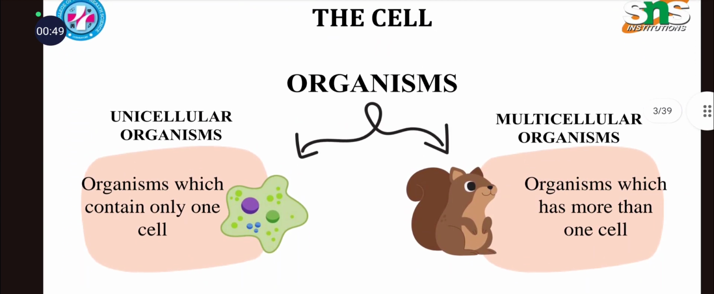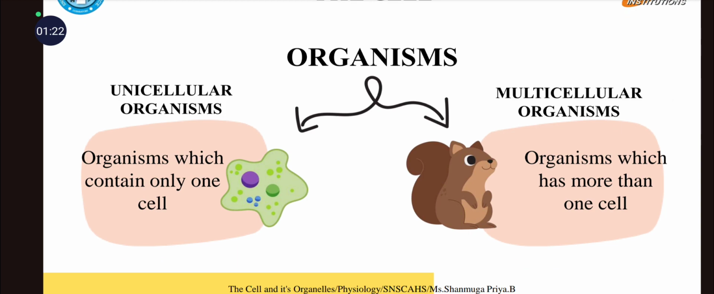So basically, the organisms are classified into two types based on the number of cells. The first one is unicellular organism and the second one is multicellular organism. Unicellular organisms are organisms which contain only one cell. Multicellular organisms are organisms which have more than one cell. For example, in multicellular organisms, as the picture shows, we have all animals. And under unicellular organisms, we have amoeba as an example.